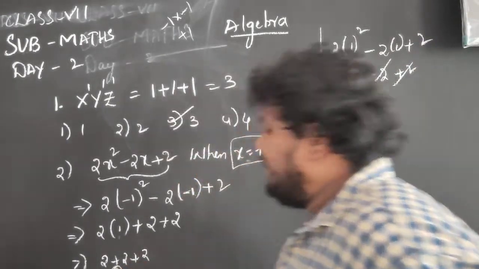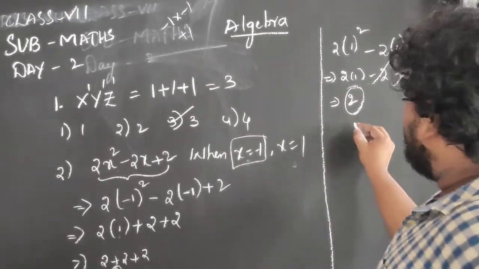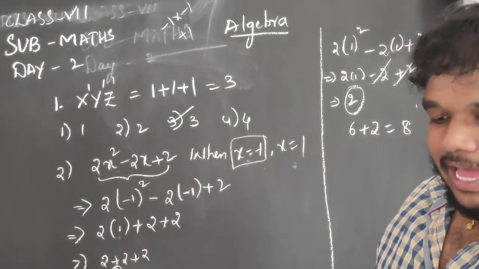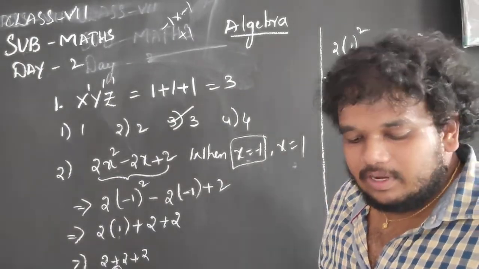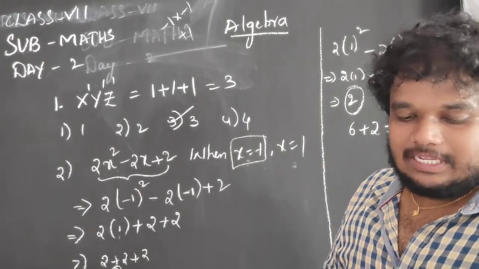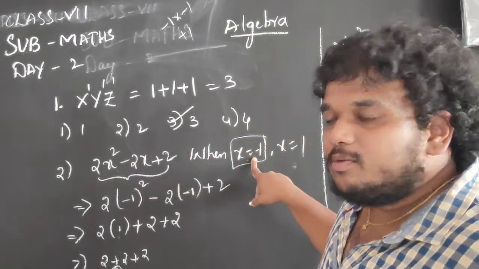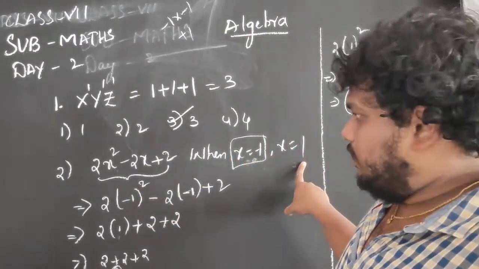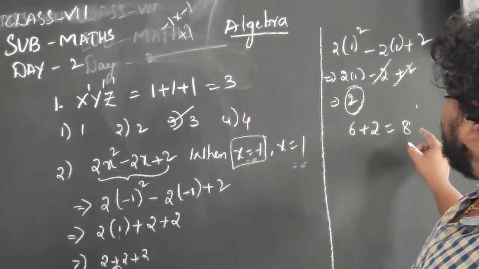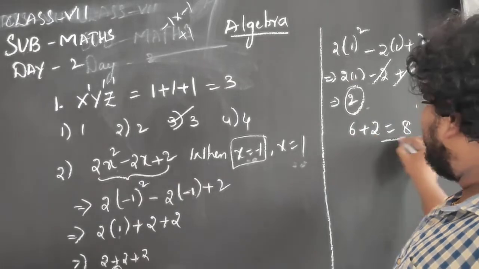One expression you got as 6 and the other you got as 2. So 6 plus 2 is equal to 8. Option 2 is the correct answer in your worksheet, that is, 8. They asked for the sum of the values of the expression when x is equal to minus 1 and x is equal to 1. When x is minus 1 you got 6 and when x is 1 you got 2. The sum of these two is 6 plus 2, which is 8.